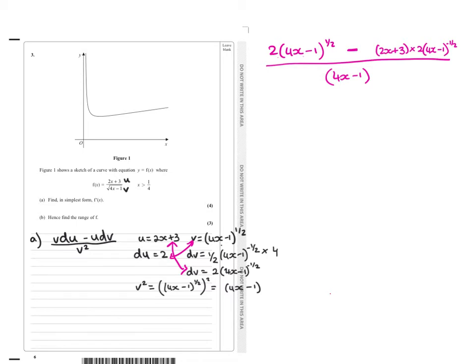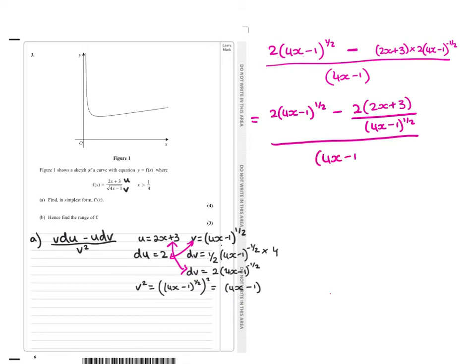So, here we go. I'm going to do not what the mark scheme says, because it's not what I would normally do. What I would normally do is this. Okay, I have 2 lots of 4x minus 1 to the power of a half. Minus 2 lots of 2x plus 3 over 4x minus 1 to the power of a half, because we know that's a negative, right? Then all of this is over 4x minus 1.